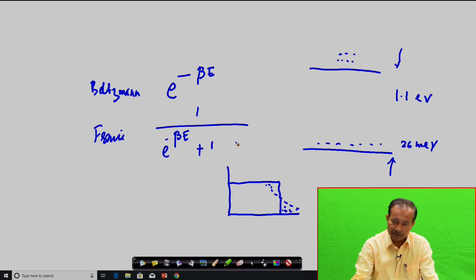So, that means there is a finite probability of an electron jumping up to the upper level. Or that means if you have 10 to the power 23 electrons, a fraction of that will be at the upper level at any finite temperature.